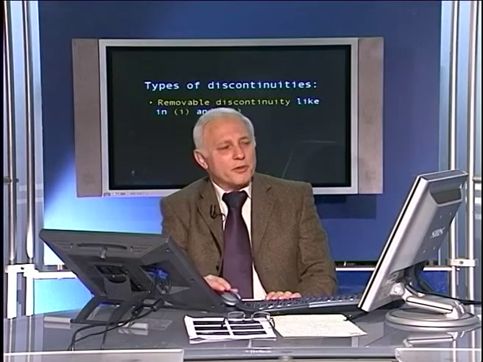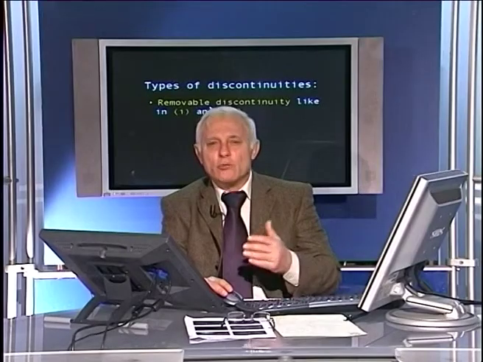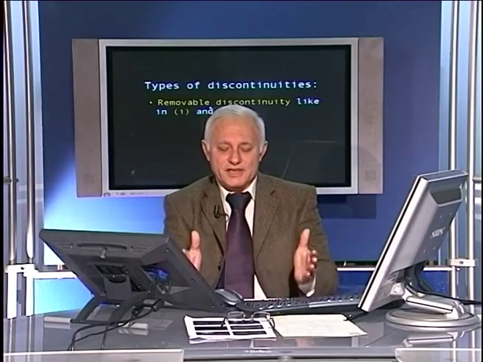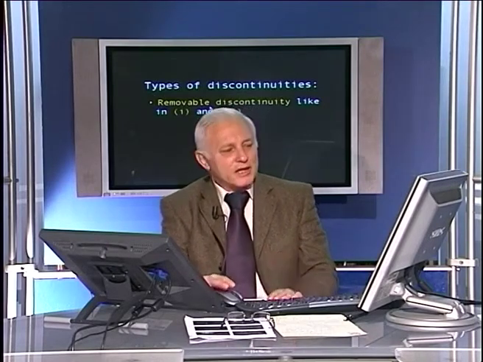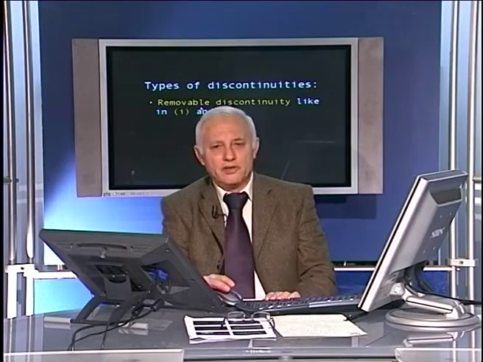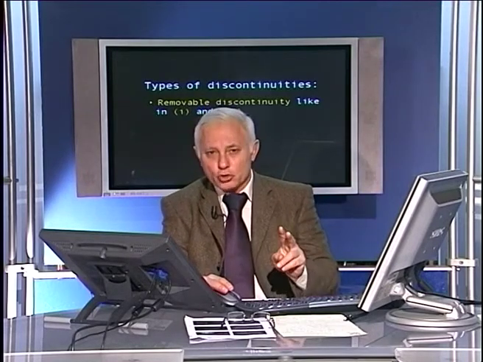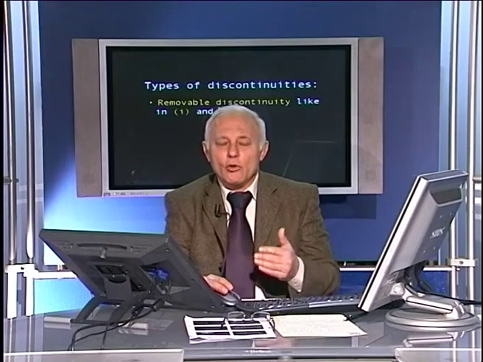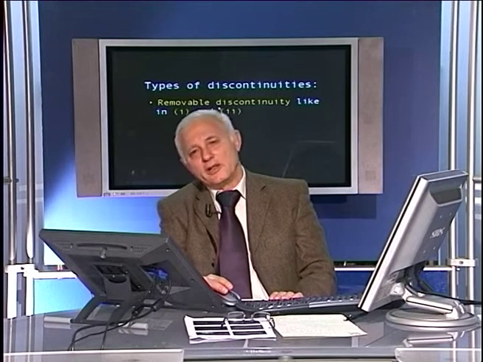So what are the types now? Mathematicians try to call them names. The first two, 1 and 2, are called removable discontinuity. Why are they removable discontinuity? We'll see later. Because you can remove the discontinuity. In other words, a function is discontinuous, but can you transform it into a continuous function? If you can do so, then it's called a removable discontinuity. In other words, you can remove the discontinuity to transform it into a continuous function. So the first two types can be cured or remedied from the discontinuity they have.